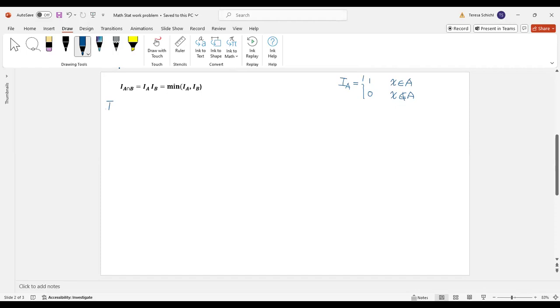All right, so now let's start to work on the indicator of A intersect B. This will follow my indicator random variable definition. It will be equal to 1 if x belongs to A intersect B, or 0 if x does not belong to A intersect B. Okay, now let's take a look at the different situations here.